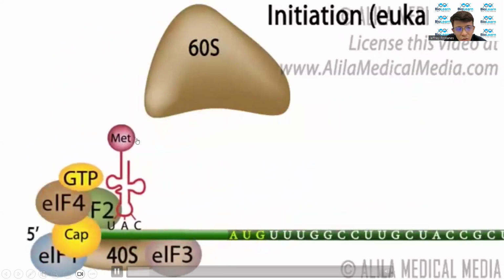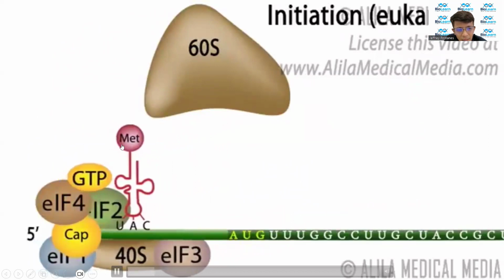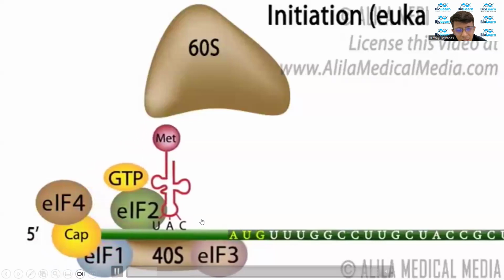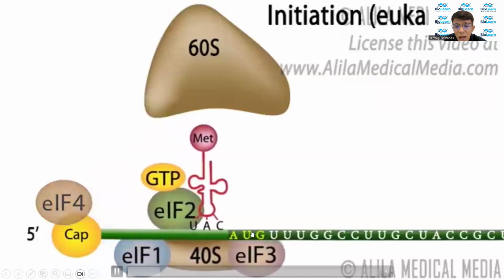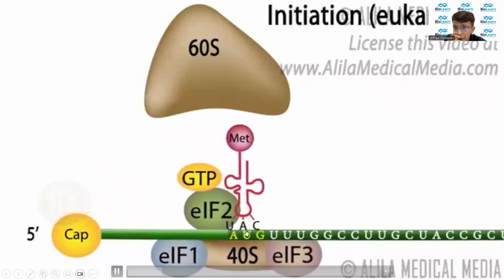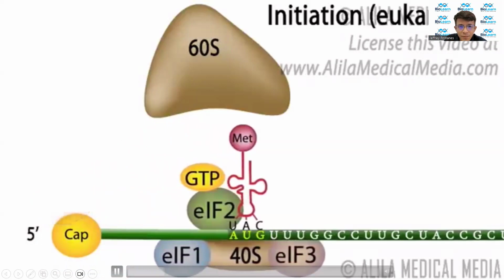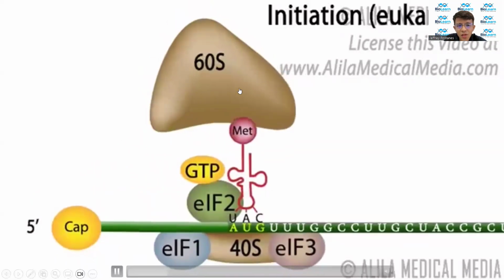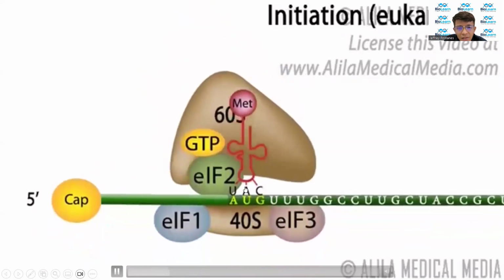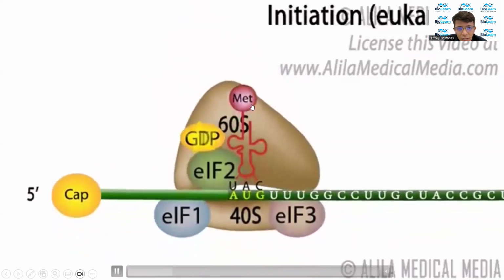This complex then attaches to the 5' cap structure of the mRNA and scans the mRNA for the start codon, which is AUG, the codon for methionine. The process is mediated by several initiation factors. As soon as it finds AUG at the start codon, the large ribosomal subunit joins the complex, and all initiation factors are released.